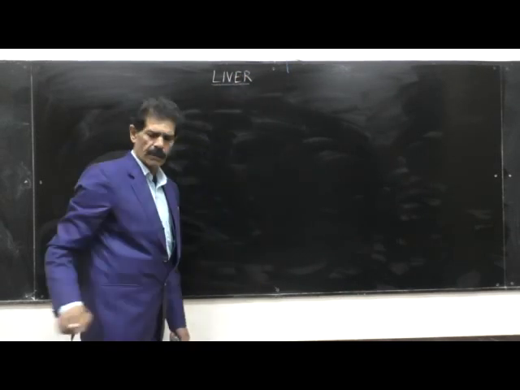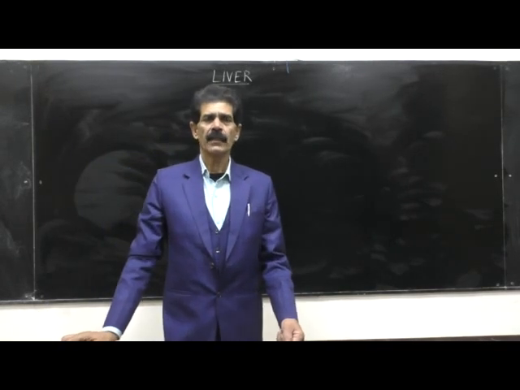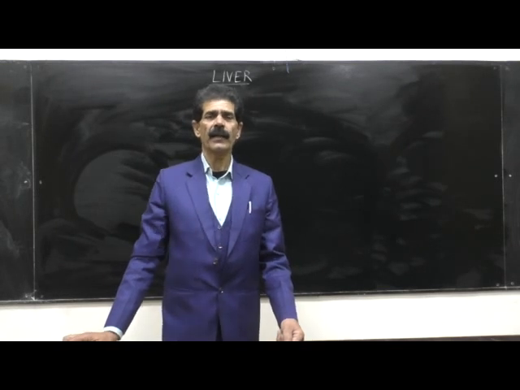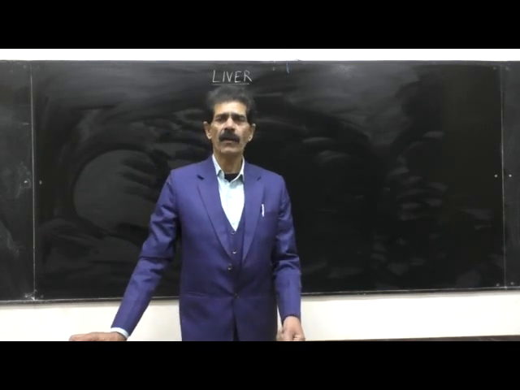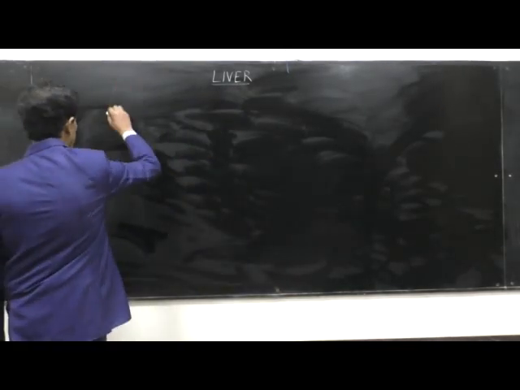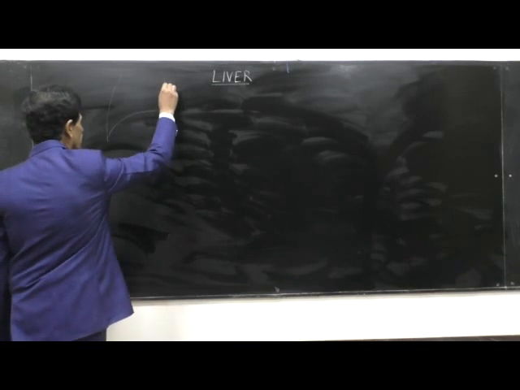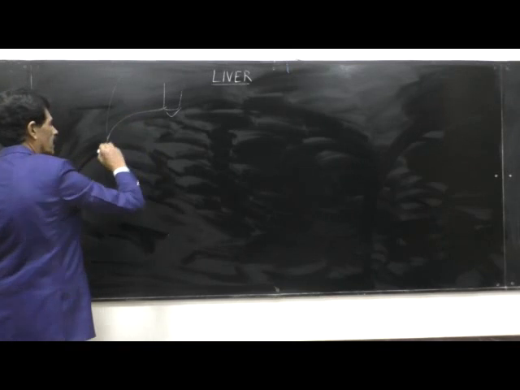So the liver is the largest gland of the human body and it lies in the right hypochondrium, and it is the seat of metabolism. The hepatocytes have high metabolic activity. The average weight of the liver is about 1.5 kg and it lies in the right hypochondrium, along with the gallbladder below it.